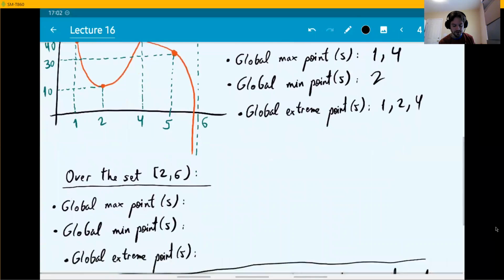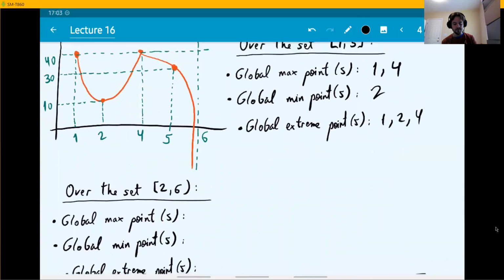Meanwhile, over the set (2, 6], so now looking between 2 and 6, the maximum value is still 40, but now only attained at one location, only at x equals 4. So this is the only global maximum point.